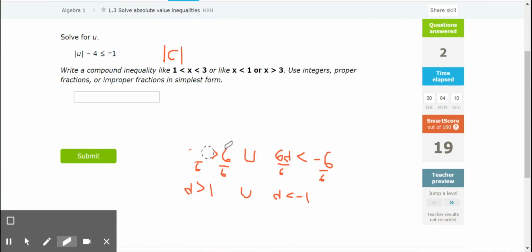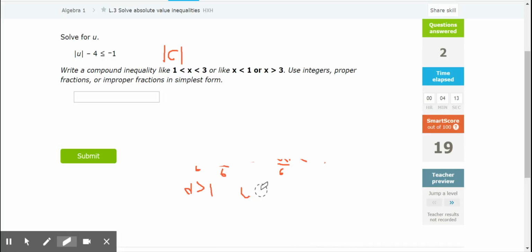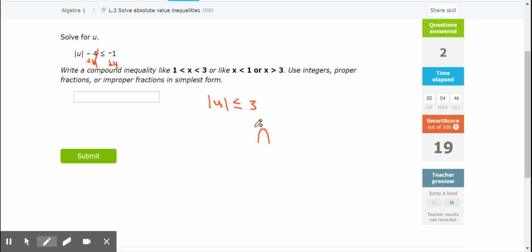Okay, let me just clear this. Now I just remembered why I've been writing a lot of the work above the problem. Now, this one is not isolated yet, so we have to do a little bit of work here. The absolute value is here, but there's a +4, so I'm going to add 4 to both sides. That's going to give me absolute value of U is less than or equal to +3. So this is isolated. It's a less than, so it's going to be an and statement, less than. Okay, the positive case, nothing changes.